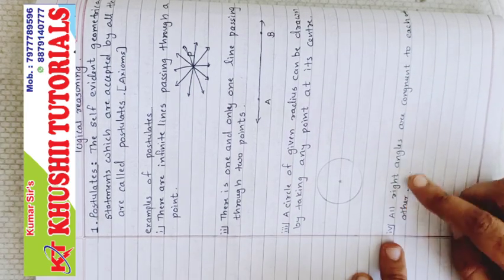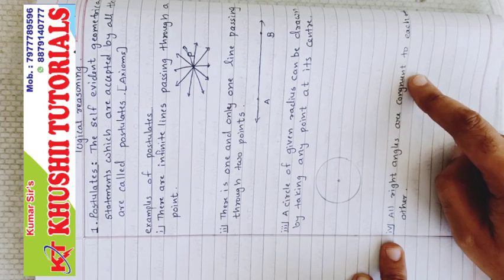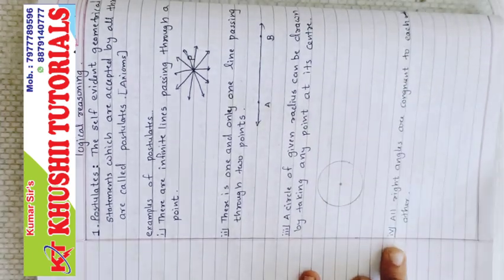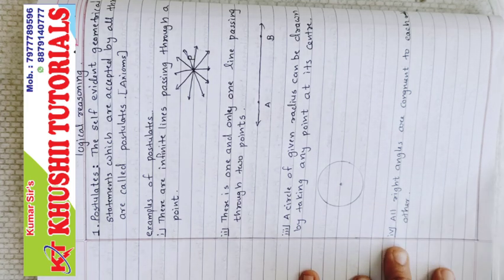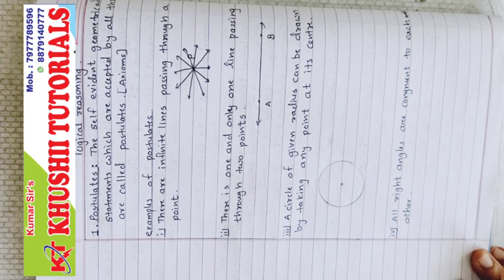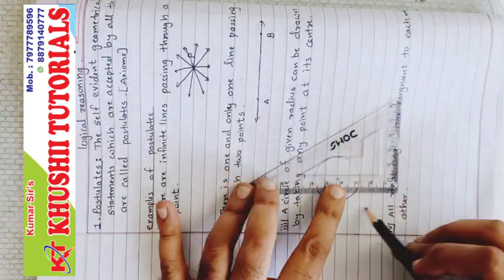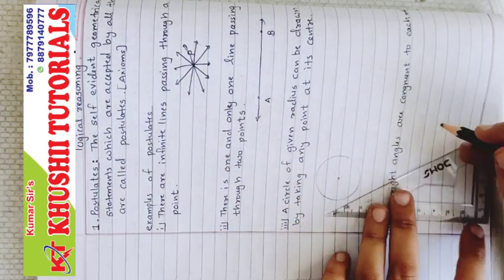The next one: all right angles are congruent to each other. Right angles means angles which are of 90 degrees. See, this angle is also a right angle. So I'll draw a few right angles.